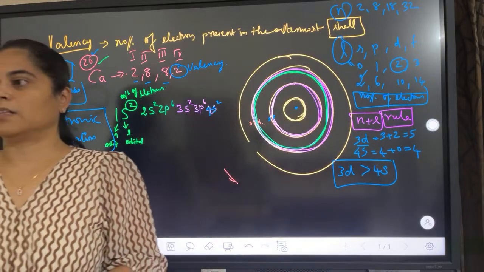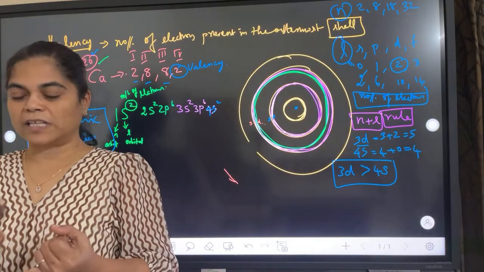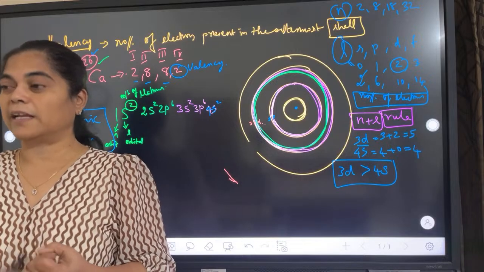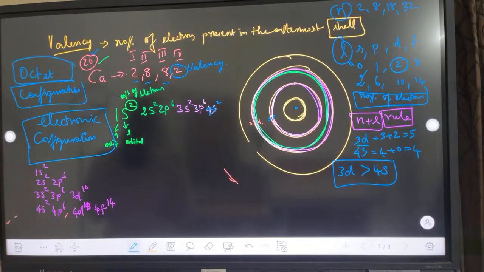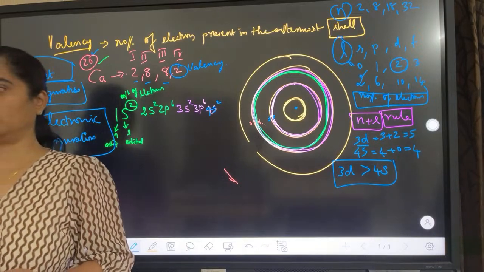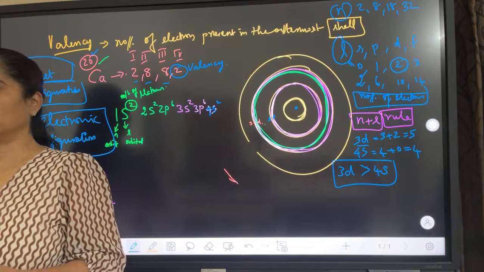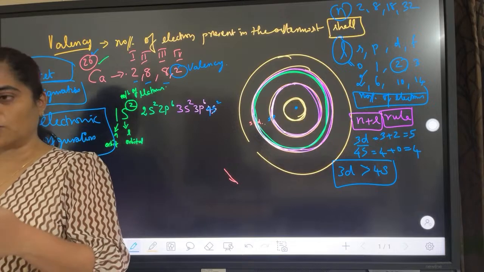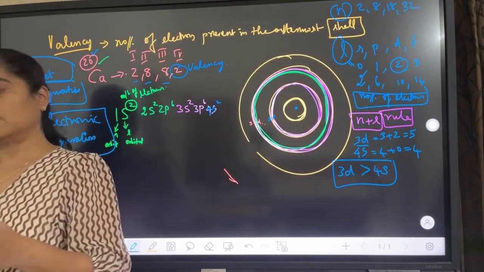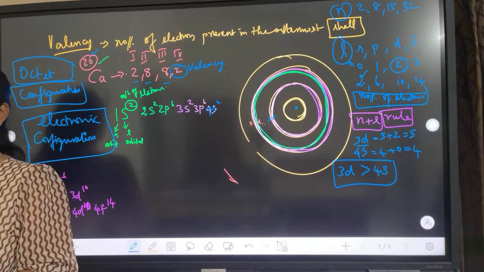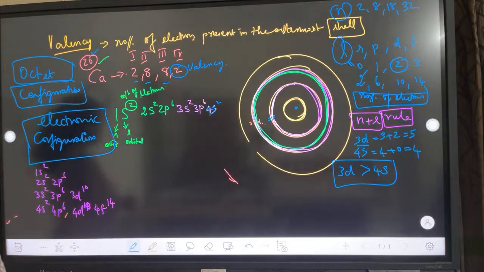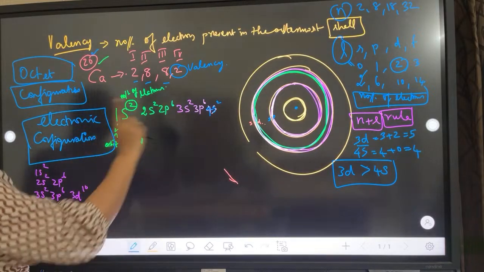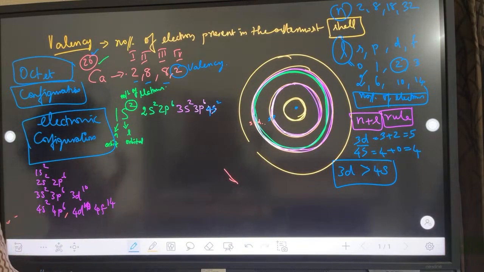3d is greater than 4s. The energy of the 4s level is less than the energy of the 3d level. So 4s is filled first according to Hund's rule. Based on the increasing order of energy level, the electrons are filled. So 4s comes first and then 3d. This is the meaning. Is it clear for you now? Yes, ma'am.